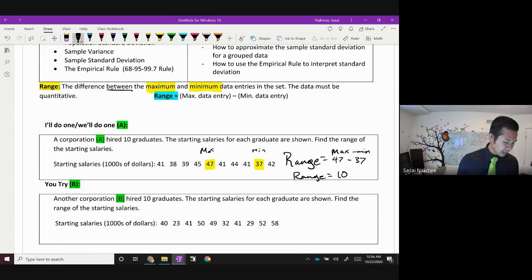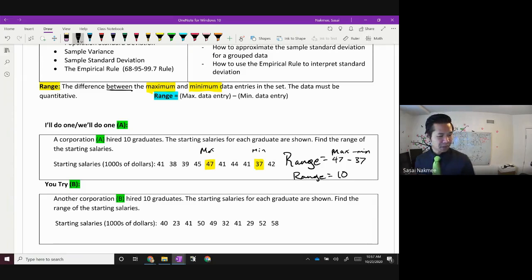Take a second here and see if you can do the second one. I don't have a poll deck for this part, but just go ahead and type it into the chat once you figure it out. What's the range for the second company? Looking at it, what's the range that we have there? I'll give you a second.